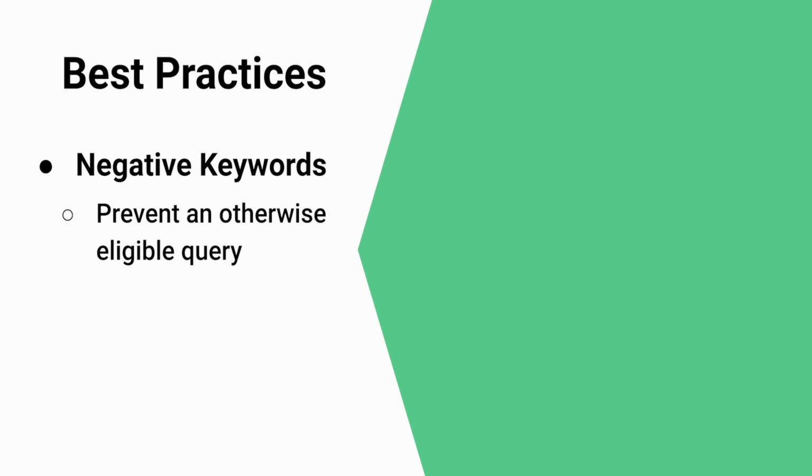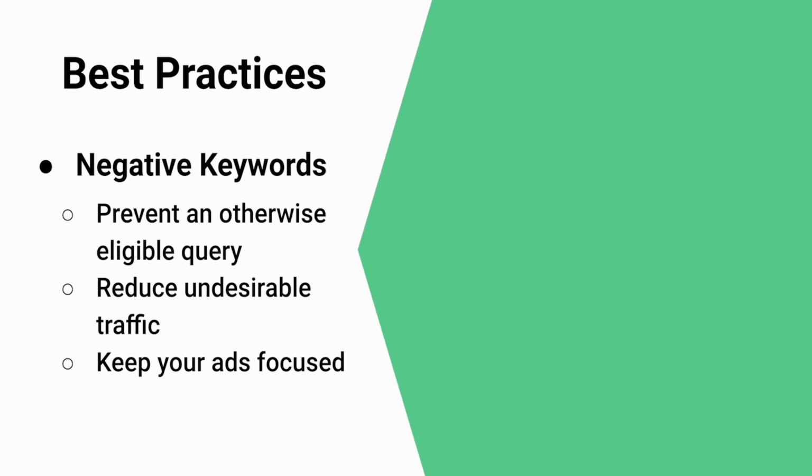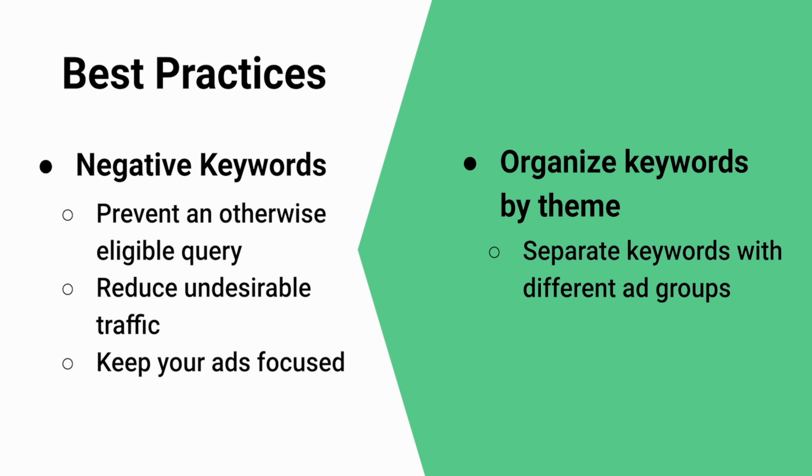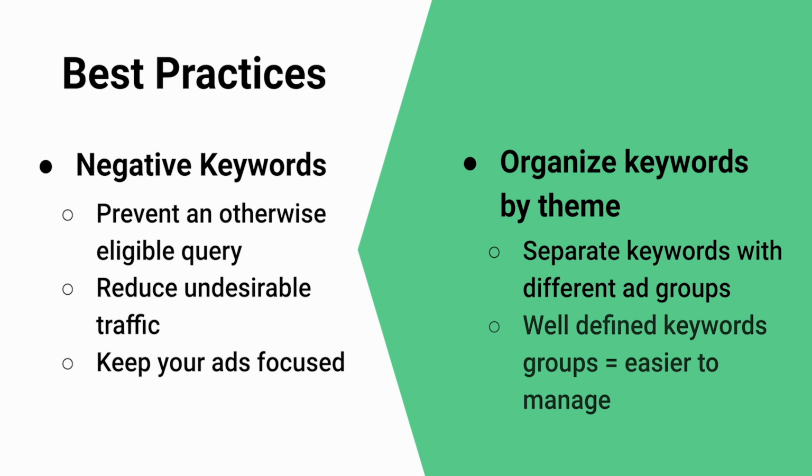By doing this, the negative keywords reduce undesirable traffic, and that really benefits your marketing budget. And it can also keep your ads focused so it can achieve the right leads and the right customers. Along with negative keywords, when you are building out a keyword list for your actual keywords and search terms, you should organize those keywords by theme. Separating each keyword into different ad groups will basically benefit your ads into different categories and can also help you manage and maintain your account well.